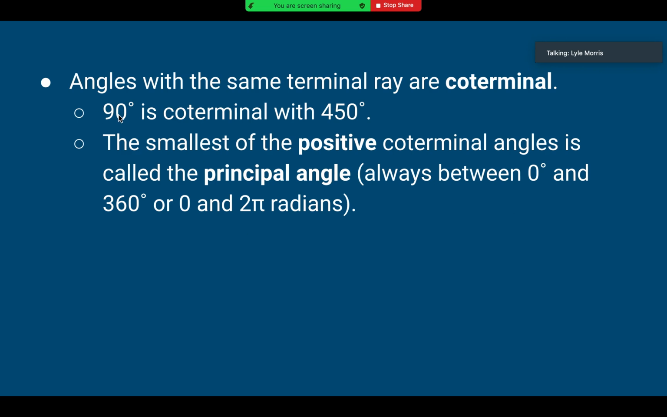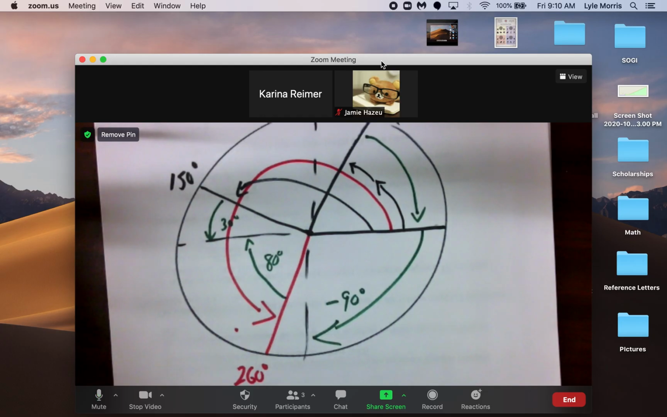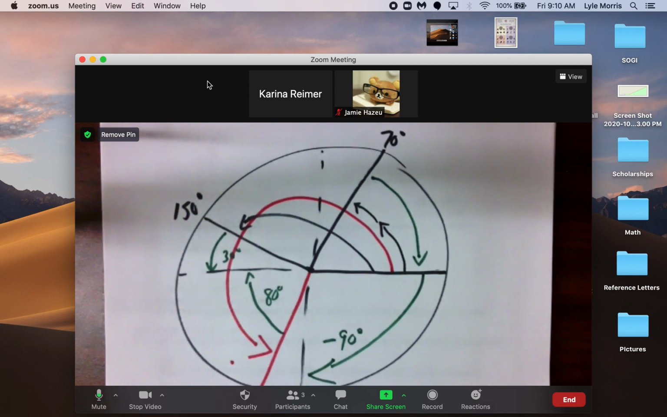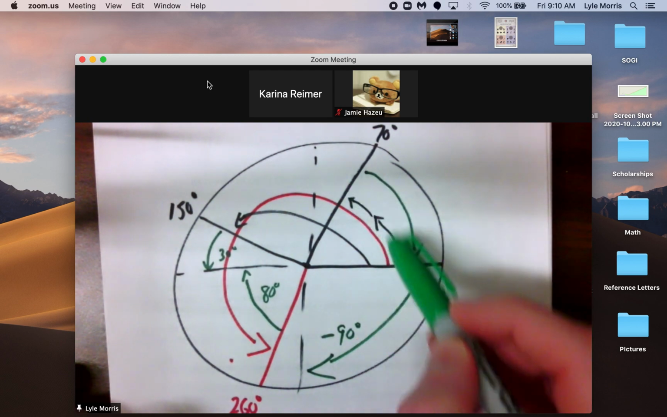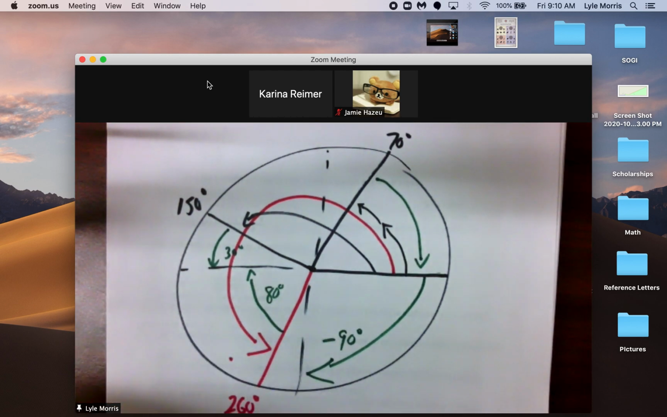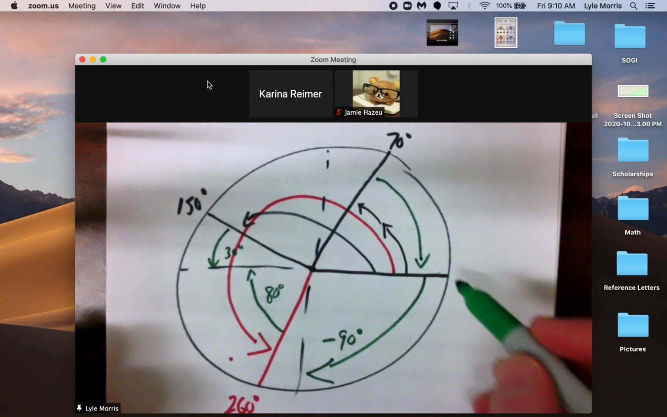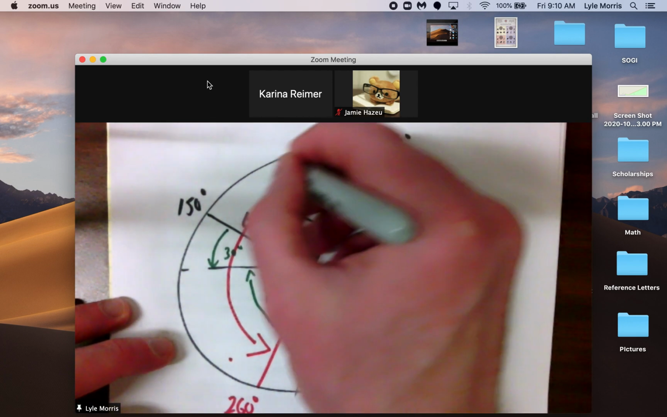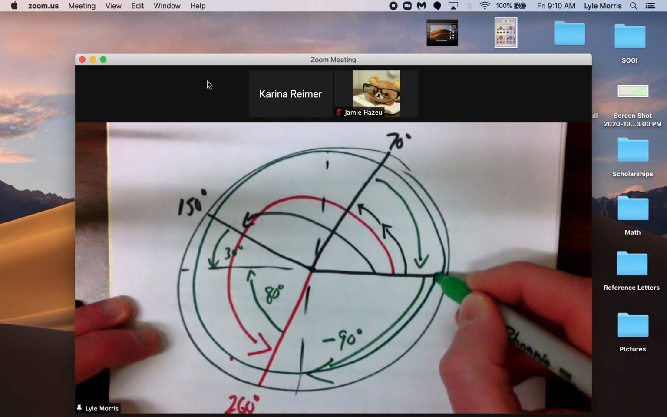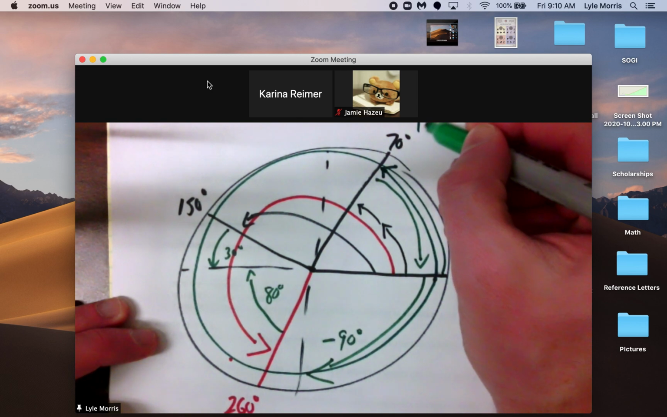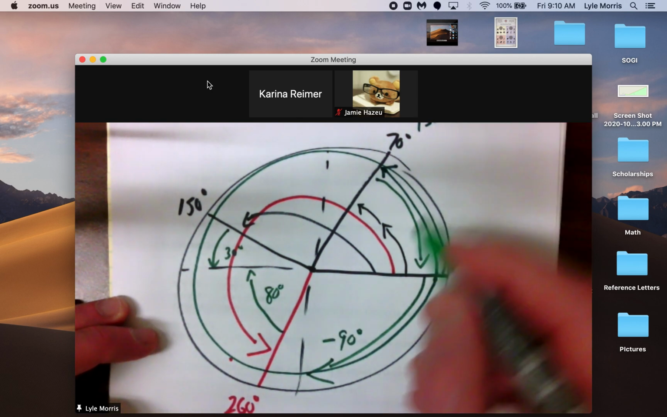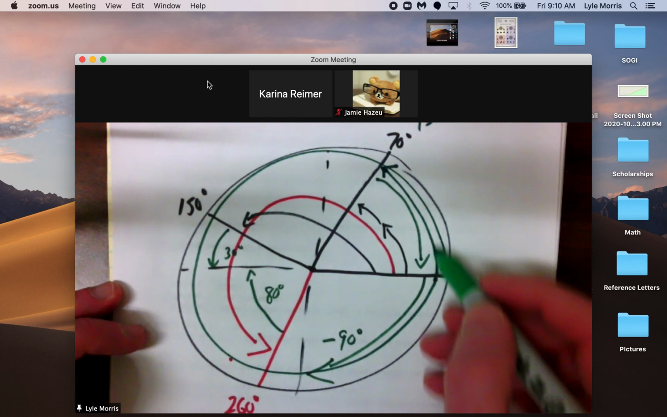Okay. So, does the principal angle make sense? Could you explain it? No, just kidding. The smallest of the positive coterminal angles is called the principal angle, which is always between 0 and 360. So we talked about a 90-degree angle being coterminal with a 450-degree angle. I'll show you. Let's say this is a 70-degree angle right here. If I go all the way around, that's 360, and then I add 70. So 360 and 70 would be 430 degrees.